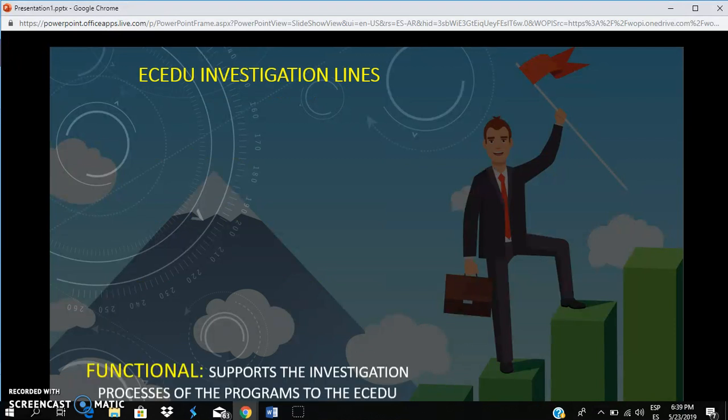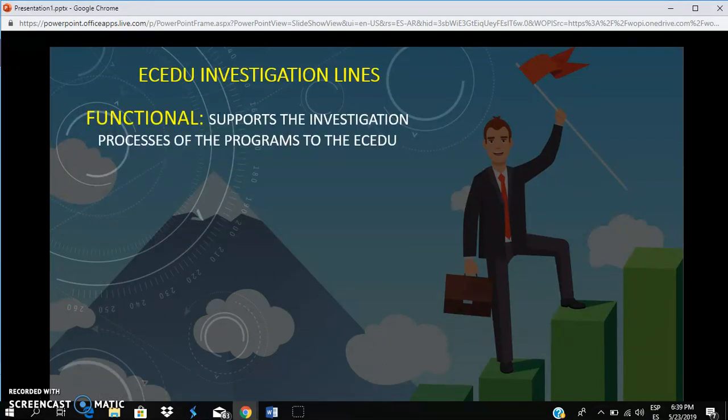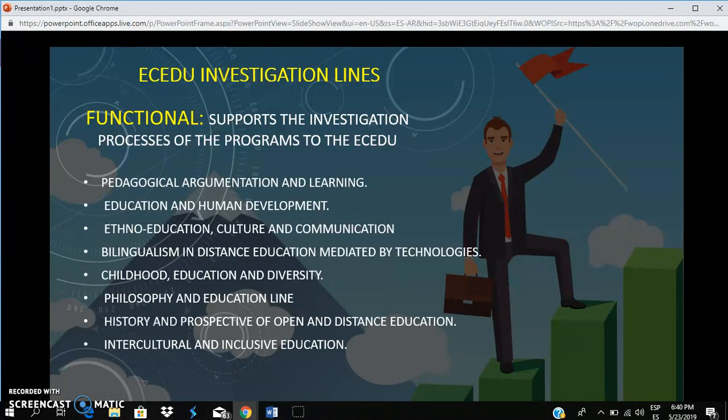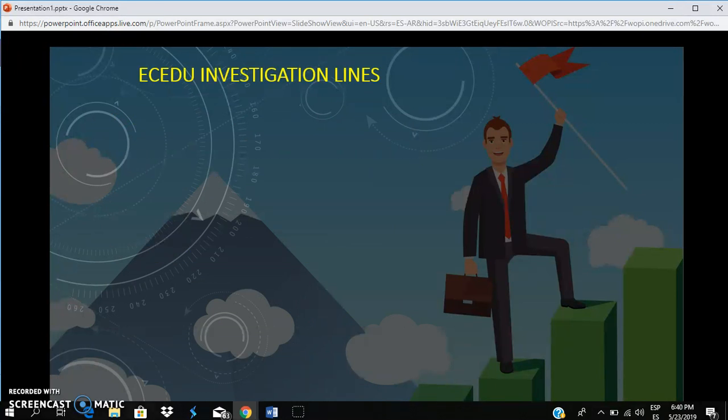There are two important investigation lines. The first one is functional, supporting the investigation process of the program: pedagogical argumentation and learning, education and human development, ethno-education, culture and communication, bilingualism and distance education mediated by technology, childhood education and diversity, philosophy and education, history and perspective on open and distance education, intercultural and inclusive education. It's a real investigation line.